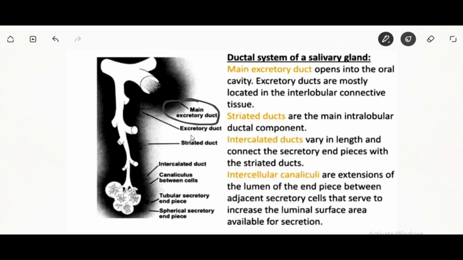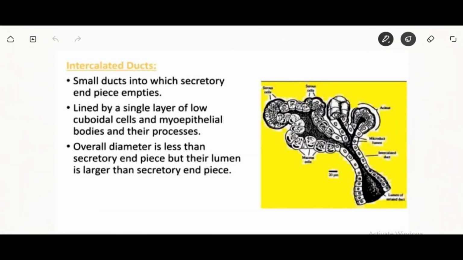These excretory ducts are located in the interlobular connective tissue. The striated ducts are the main intralobular ductal components. The intercalated ducts connect the secretory end piece with the striated duct. The intercellular canaliculi are extensions of the lumen of the end piece between adjacent secretory cells that serve to increase the surface area available for secretion.